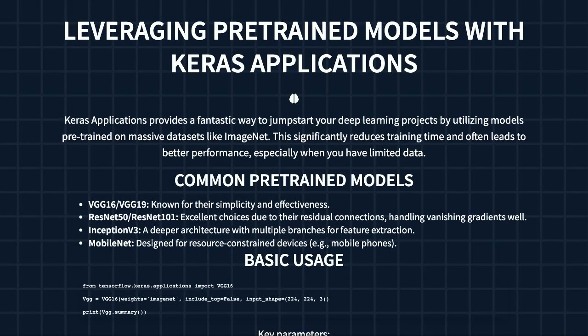Okay, let's talk about using pre-trained models with Keras applications. These are incredibly helpful because they've already been trained on huge datasets like ImageNet, meaning you don't have to train a model from scratch. There are several popular choices, including VGG16 and VGG19, ResNet50 and ResNet101, InceptionV3, and MobileNet. The key here is that you load the pre-trained weights using the weights parameter, and you often don't need the final classification layer, so we can set include_top equals false if we're just using it as a feature extractor.